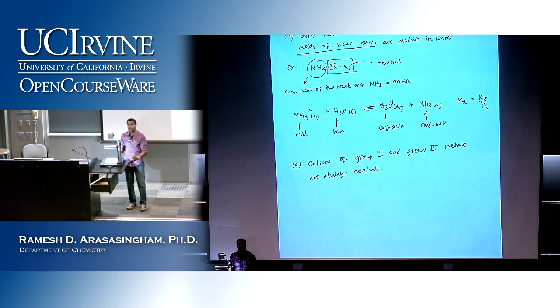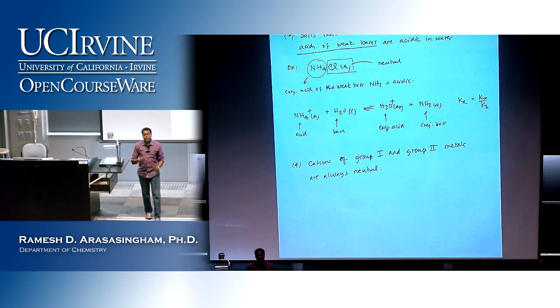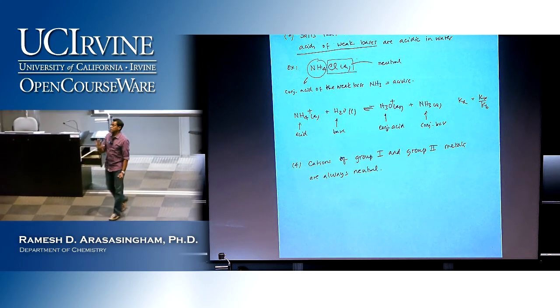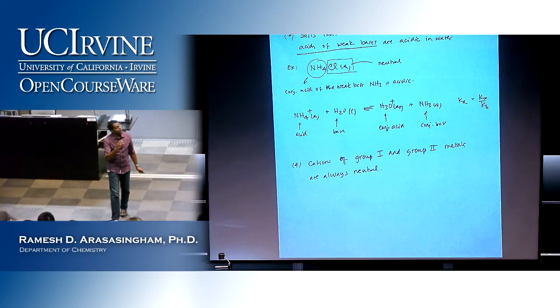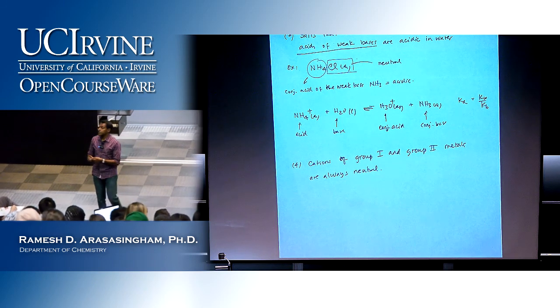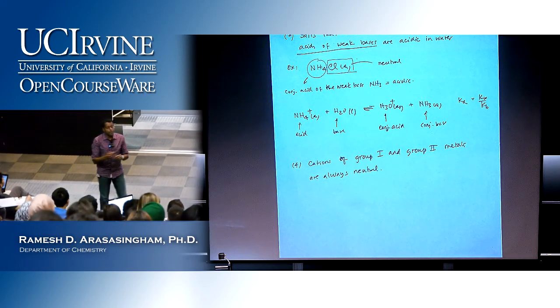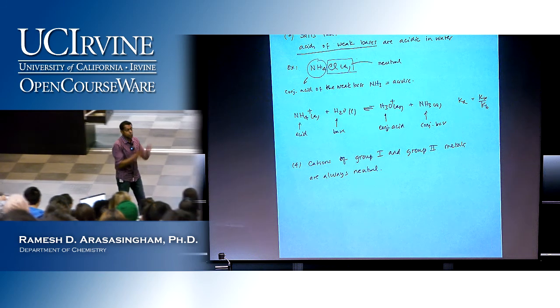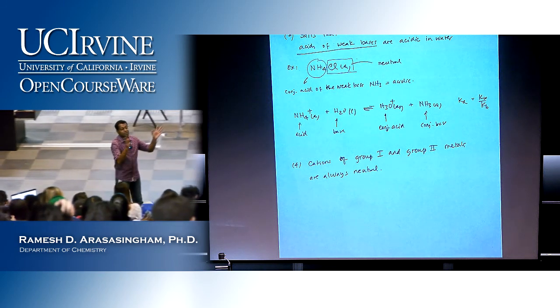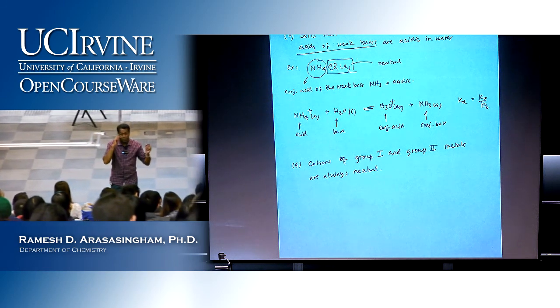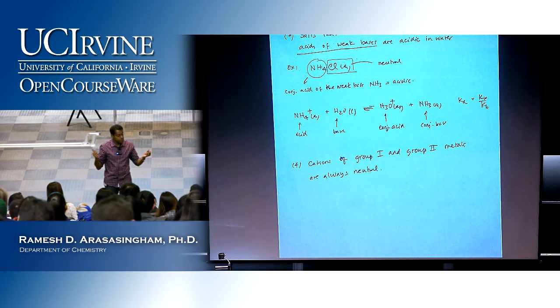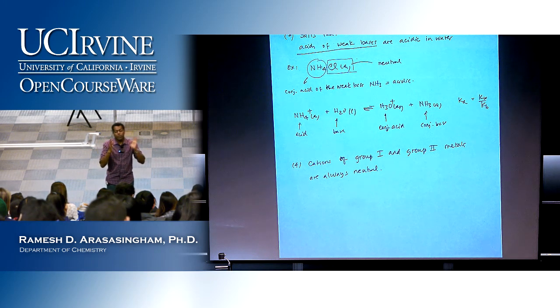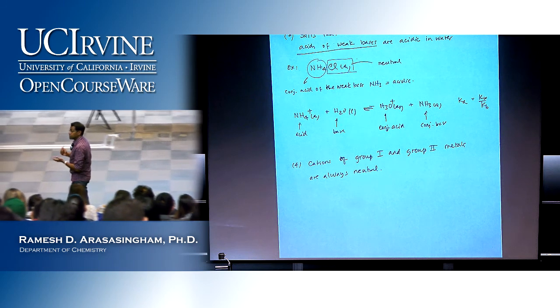All right? So if you take metals, and we're looking at group 1 and group 2 metals, and if you turn to the periodic table, we said that if you take metals, you can categorize them into group 1, group 2, and then what are the other majority of metals in the periodic table? What do we call them? Transition metals, all right? So it turns out group 1, group 2 metals are always neutral.